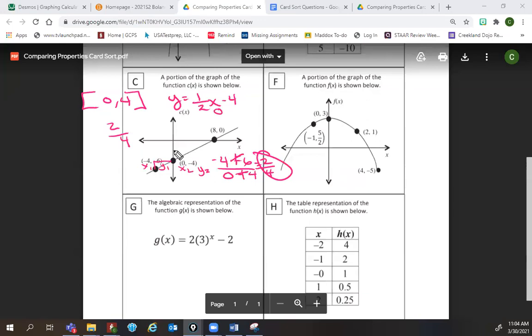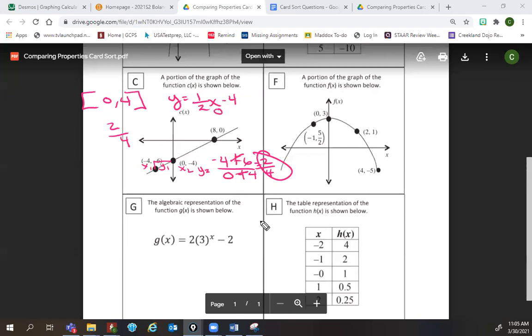What doesn't have a constant rate? Exponentials have constant rates, but they're being multiplied. Linear has a constant rate, but they're being added or subtracted. Quadratics do not have constant rates. That's why we do the average rate of change. You guys get that?